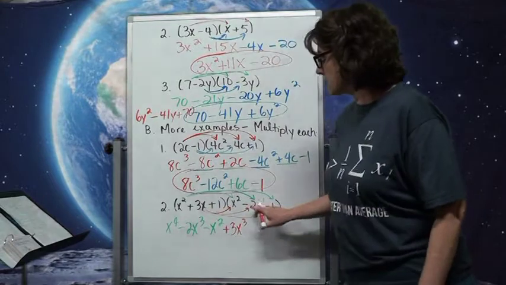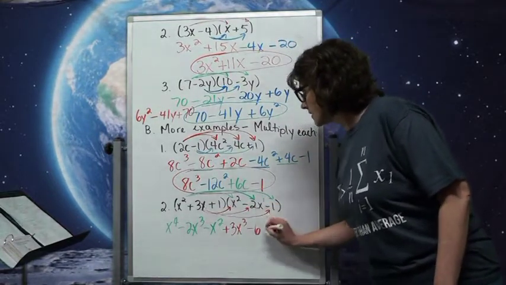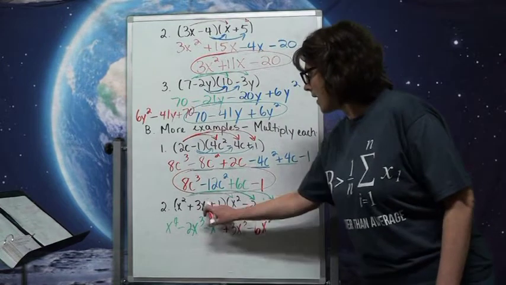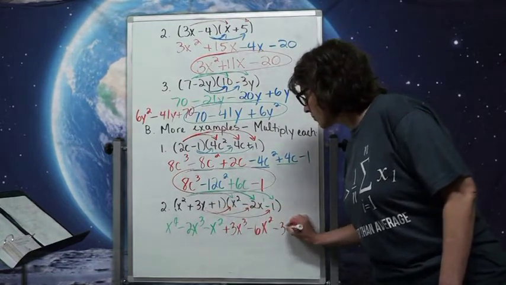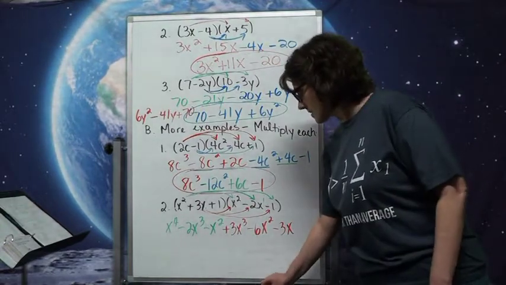And now 3x times negative 2x. Well, 3 times negative 2 is a negative 6. X times x is going to be x squared. And 3x times negative 1 is a negative 3x. So I'm done sending the second guy through. It's the last guy's turn.